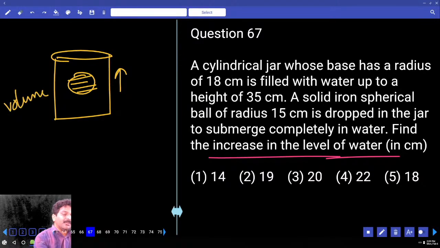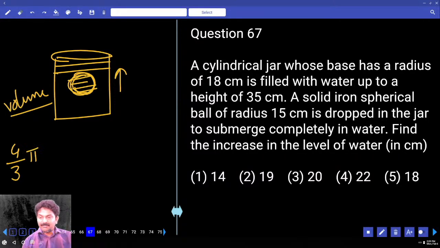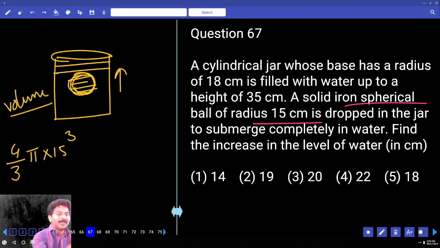So here what must be equal? Volume concept. Volume of the ball must be equal to rise in volume of the cylinder. Got it? So now volume of the sphere, 4/3 pi r cube. For spherical ball, what is the radius dimension? 15. So we have to write 15 cube. I will write it as 15 into 15 into 15. This is the volume of the sphere, due to which there will be increase in the water level.